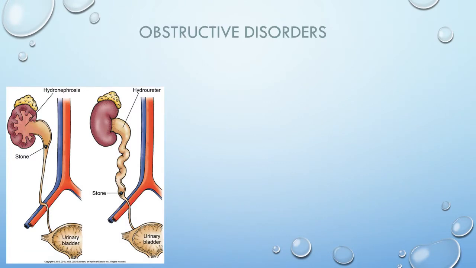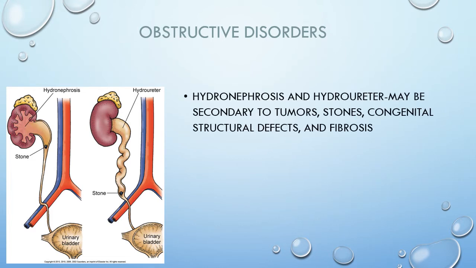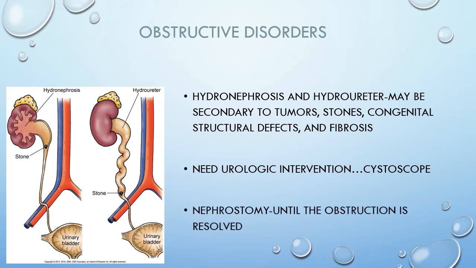Our next kidney disorder we're going to discuss is obstructive disorders. Hydronephrosis and hydroureter cause urine outflow obstruction. It may be secondary to tumors, stones, congenital structural defects, or fibrosis. We'll need urologic interventions such as a cystoscope. Nephrostomy will be the line of treatment unless the obstruction is resolved. Prompt recognition and treatment are crucial to prevent permanent kidney damage.